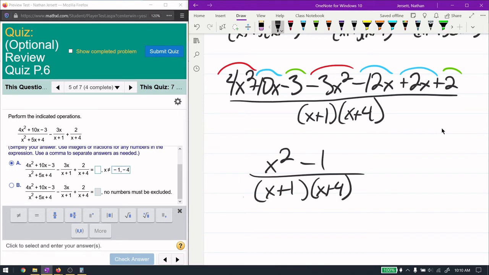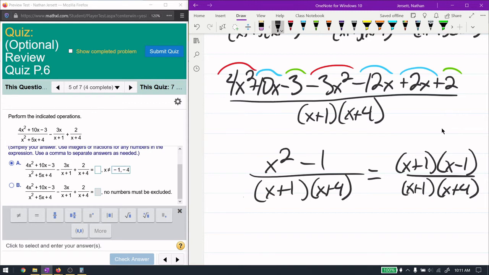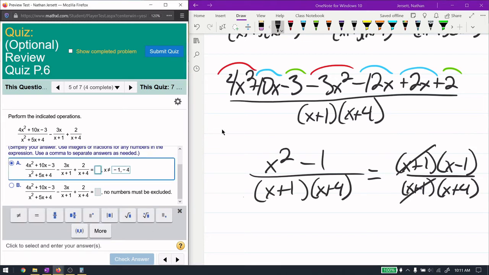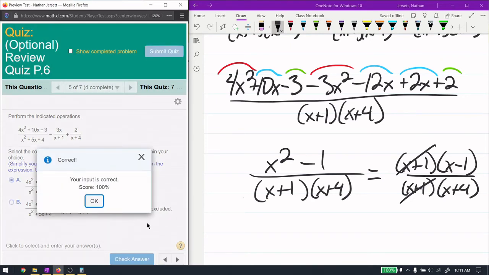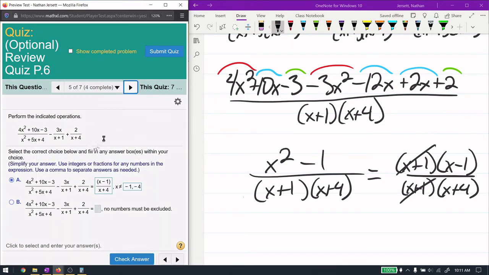And this is a difference of two squares, therefore it factors into x plus 1, x minus 1. And you'll see the x plus 1's cancel. So we have x minus 1 over x plus 4. And that's correct.